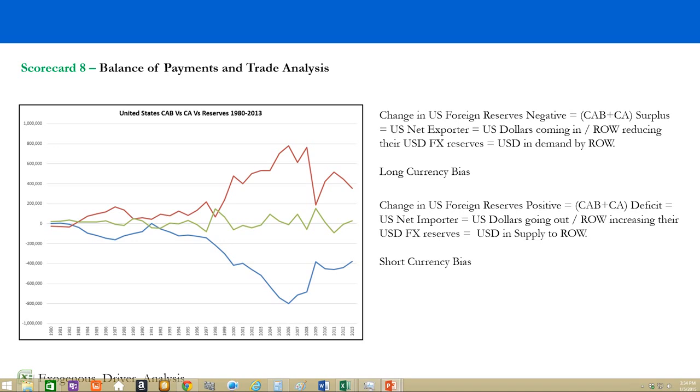And in the opposite situation, if the change in US foreign reserves is positive, so the balancing item is positive, this means that the US is in deficit. The US is a net importer. The US is shipping out more dollars to the rest of the world, and the rest of the world is increasing their US dollar FX reserves. So if the US is shipping more dollars out, the US dollar is in supply to the rest of the world, which means we have a short currency bias. We lean towards a short currency bias.